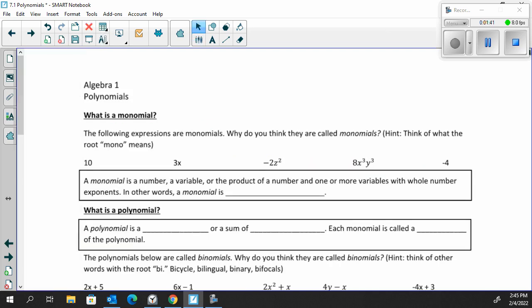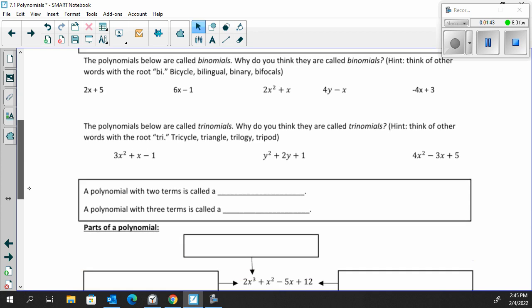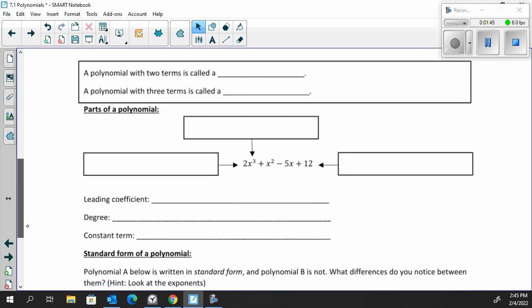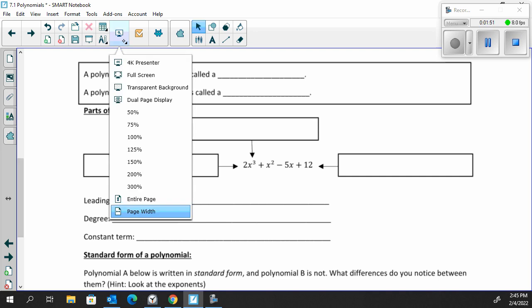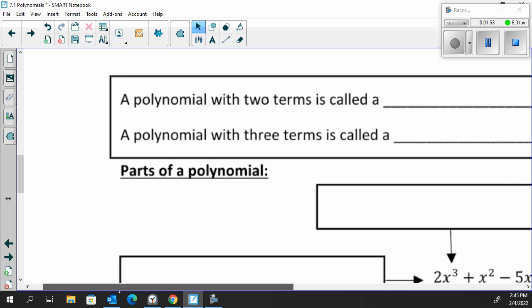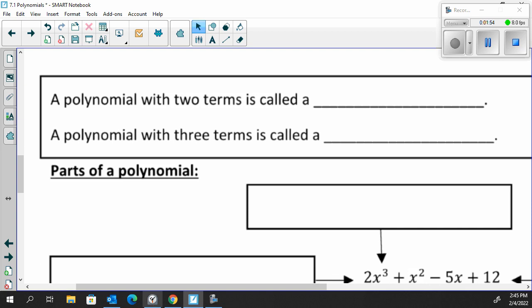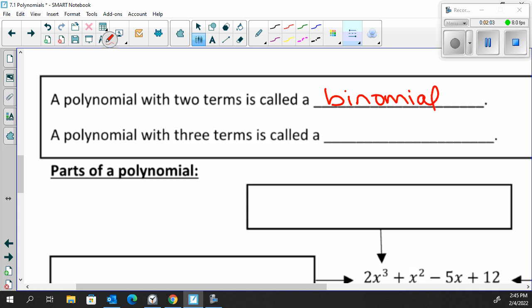I kind of talked about this already. A polynomial with 2 terms. We'll zoom in here a little bit so you can see it. A polynomial that has 2 terms. There's a fancy word for it. We call it a binomial. Polynomial with 2 terms is a binomial. Like a bicycle has 2 tires, right? A binomial has 2 pieces.